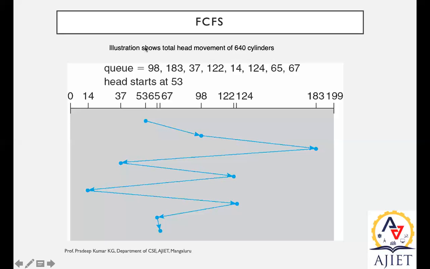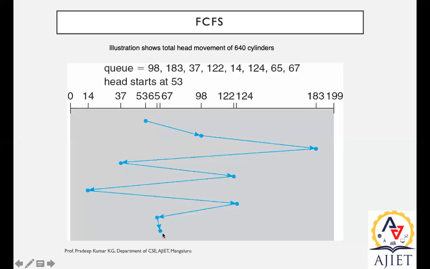After 98, we have 183 in our queue, so from 98 we visit 183. From 183, we visit 37. Please follow my cursor. From 37, 122 is visited. You can see 122 over here. From 122, 14 is visited, again coming back. After 14, we have 124 that is visited here. Then 65 and 67.